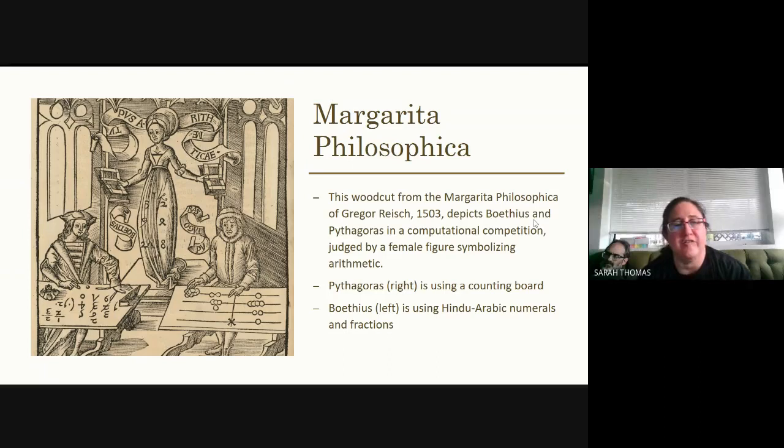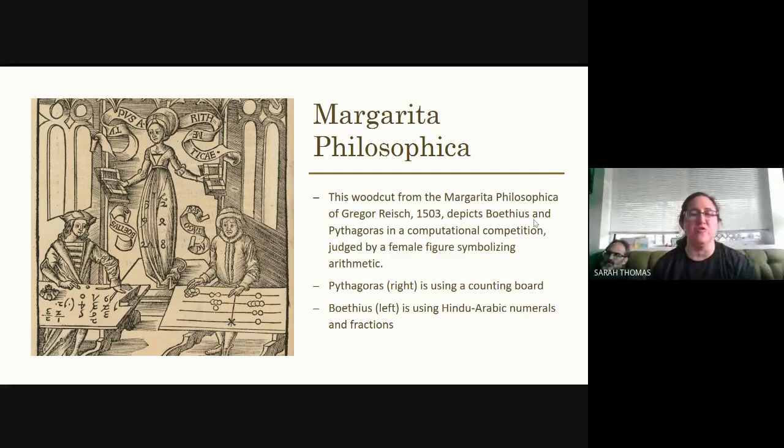Boethius, however, on the left is using Hindu-Arabic numerals, which you can recognize, although they're kind of upside down. And he's also using fractions. Now, interestingly enough, he's not just using Egyptian fractions, which have a numerator of one. He's got two-thirds there. That's really interesting because that was not something people used a lot back in the day. This is a new technology, a new invention.